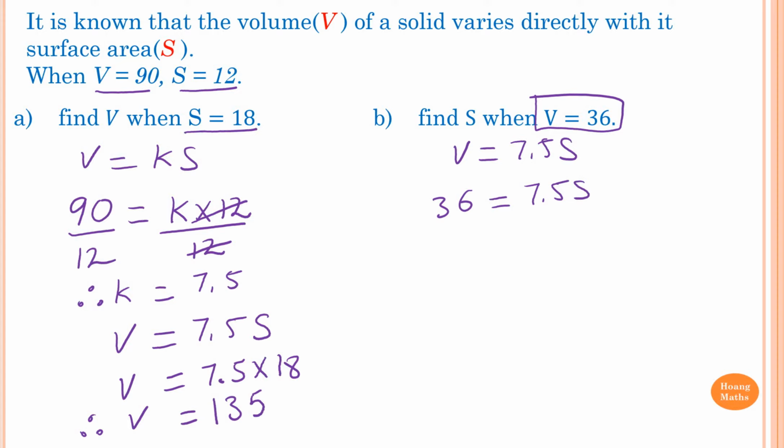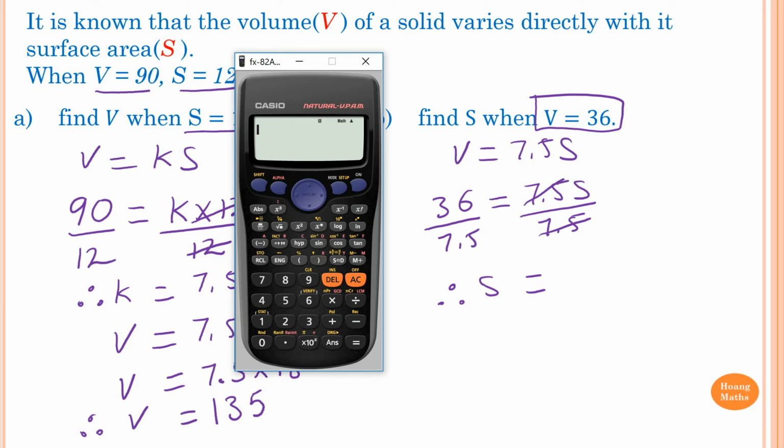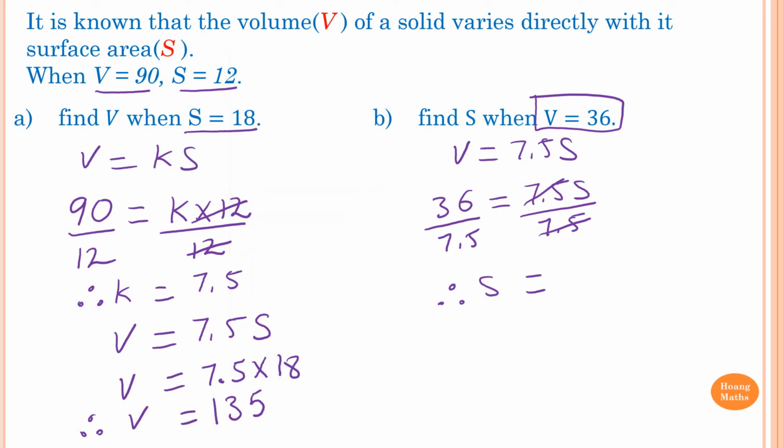So what I do to find S, I just divide this by 7.5, and I divide the left hand side by 7.5 as well. So this cancels out. So therefore S is equal to, just put in a calculator, 36 divided by 7.5. The answer is 4.8.